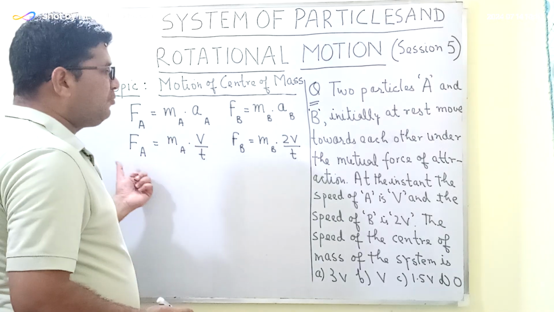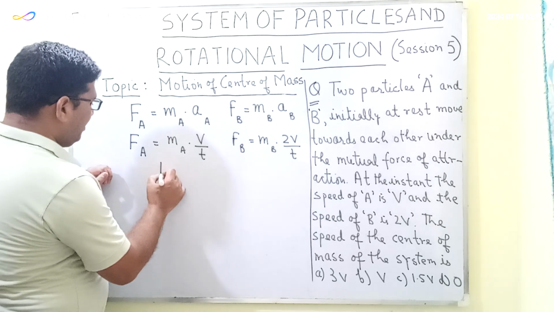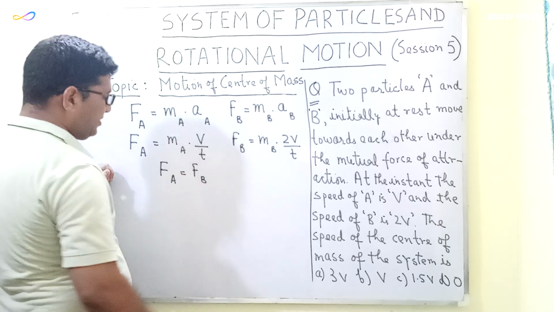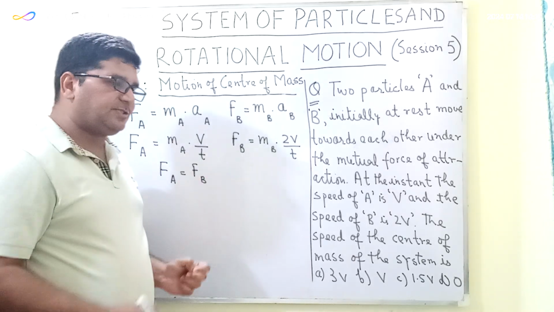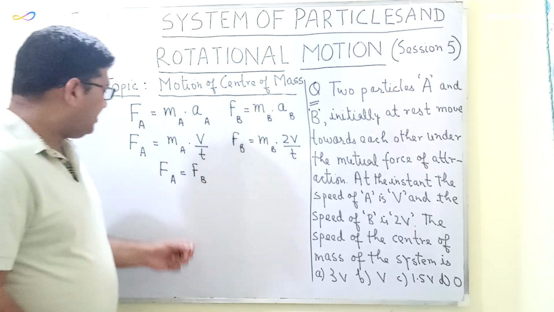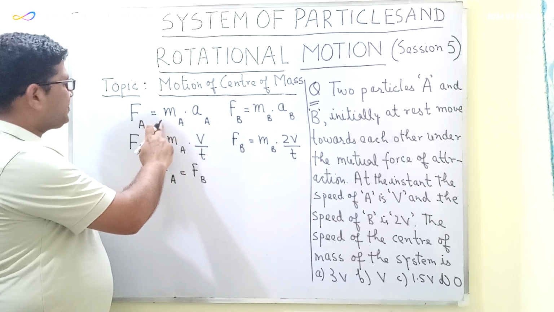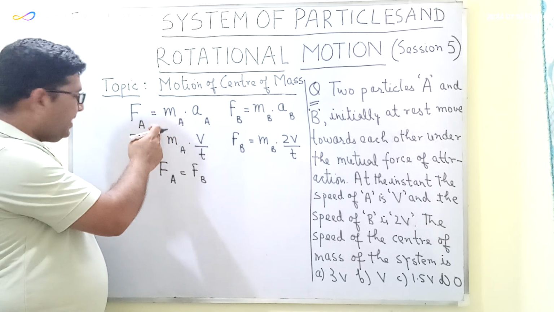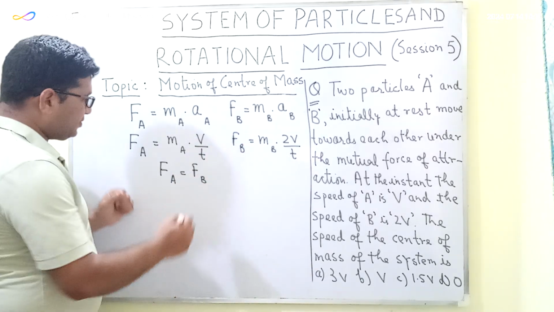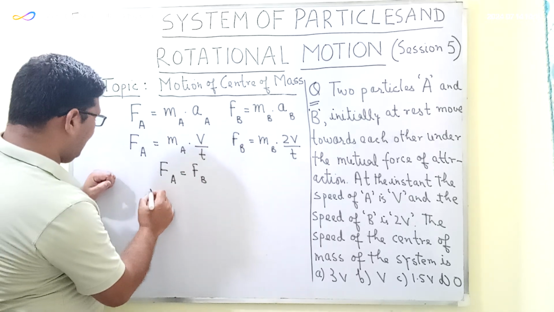Now since these two particles are moving towards each other under the influence of this force of attraction, Fa will be equal to Fb, and this is the most important step of this question. Whenever two particles or two bodies are moving towards each other under the influence of an attractive force, the force on a particle, let us say A in this case, will be equal to the force on the particle B.